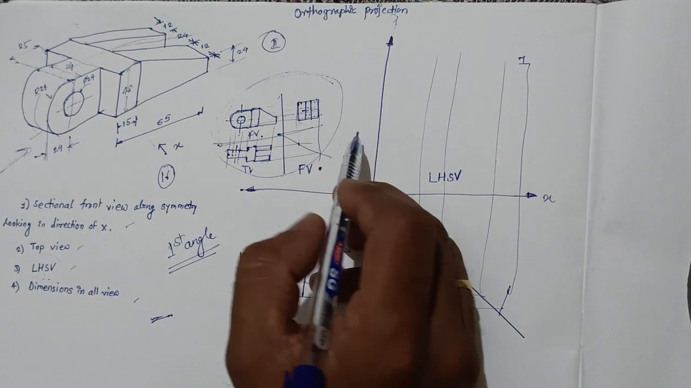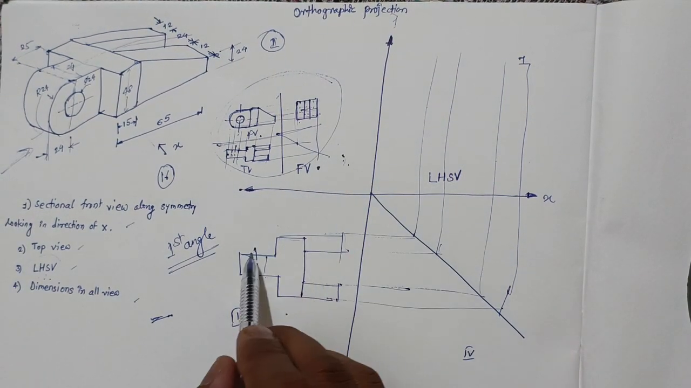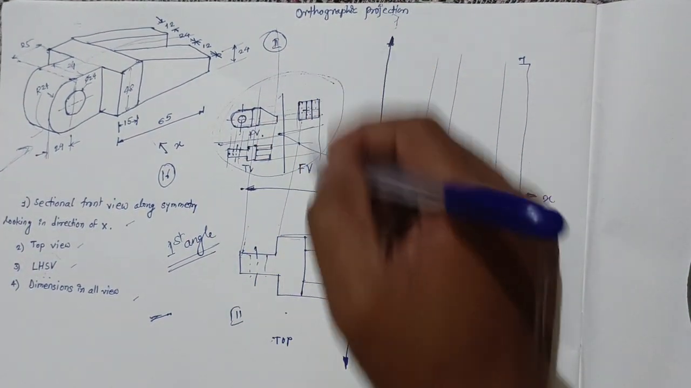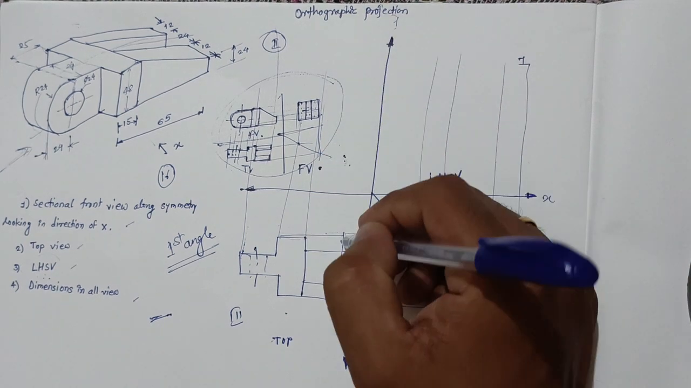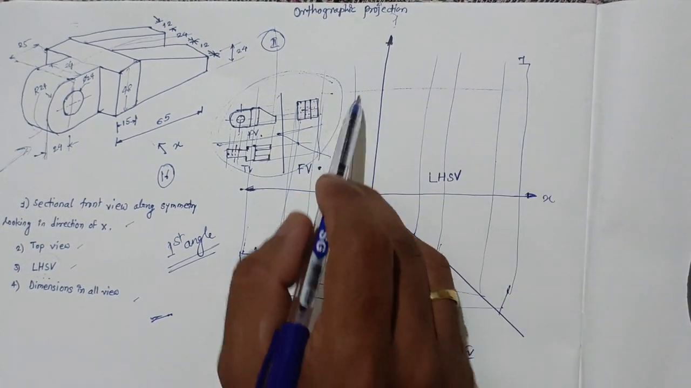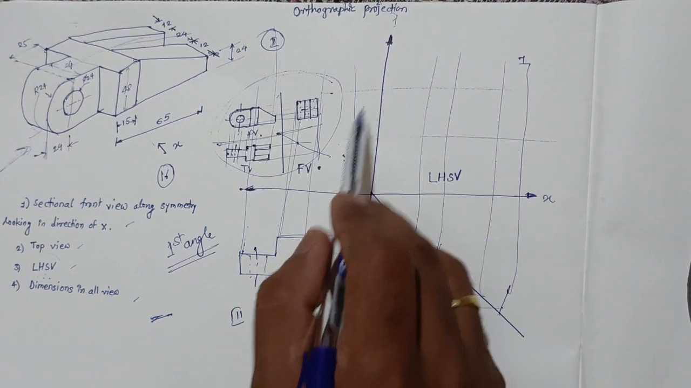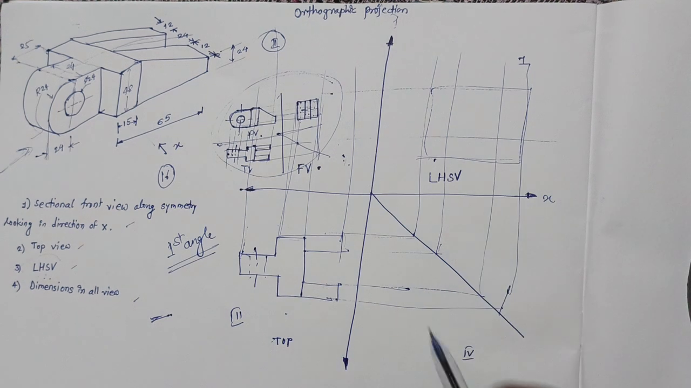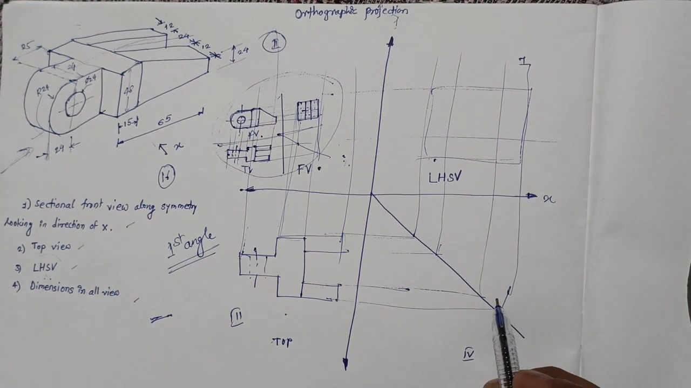So if you draw the front view over here, while drawing the front view, I can take its projection up. Start drawing the front view over here, and after drawing the front view, you can take its projections in a horizontal way like that, and you can draw the further view, right?